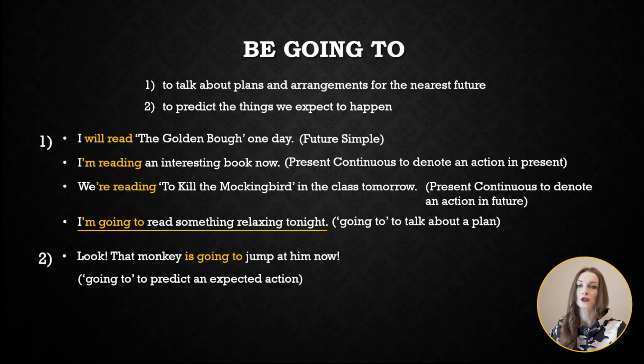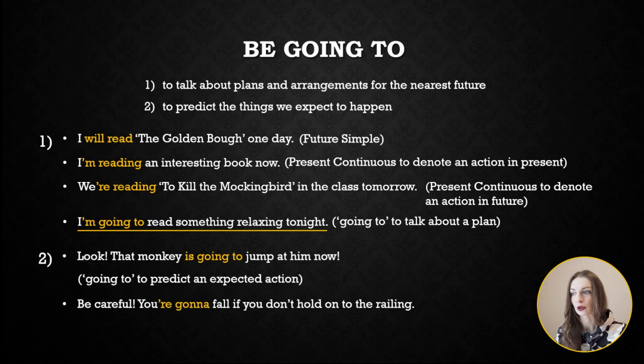You cannot use be going to about something which will probably happen, or something which seems to be obvious but will only happen in a year, two, three, five, in a century, whatever. So we are talking about something which is going to happen next moment, something we can see with our own eyes. Be careful, you're gonna fall if you don't hold on to the railing. You're gonna fall, which is a colloquial form of going to. You're going to fall if you don't hold on to the railing. We can predict that looking at how the person behaves. Going to predicts a situation in the nearest future.